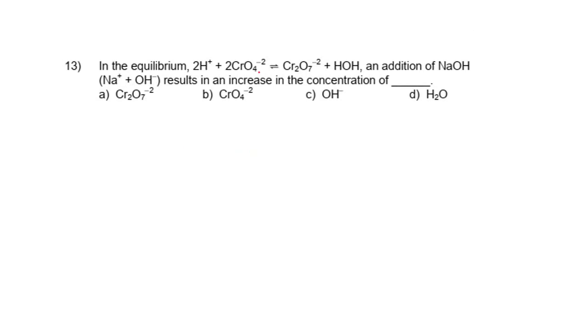So sometimes it's a little tricky to see what the stress is. So this one's a little bit tricky here. So in the equilibrium, H plus and CrO4 minus 2 makes Cr2O7 and water. Adding NaOH. So it results in an increase in the concentration of what? So it's saying, okay, this is our stress. How has the system responded? So remember the 3 steps in Le Chatelier's. Stress is applied, the system responds by shifting, and then how have your concentrations changed?